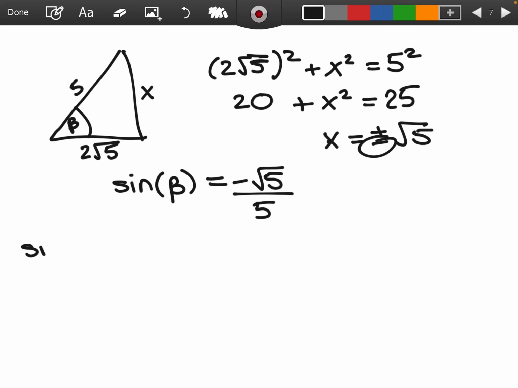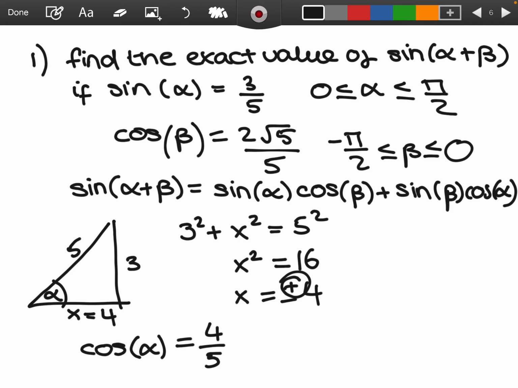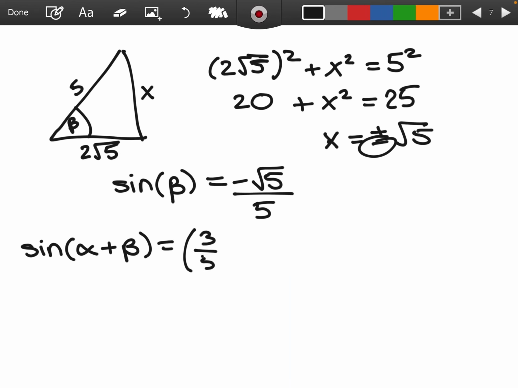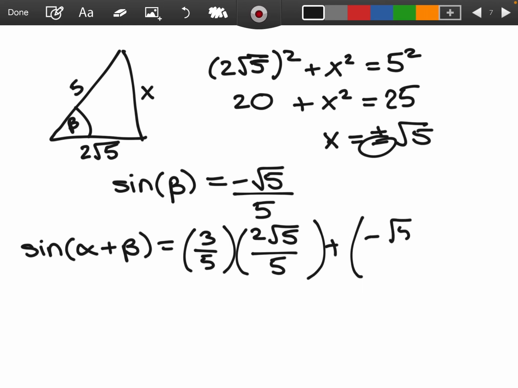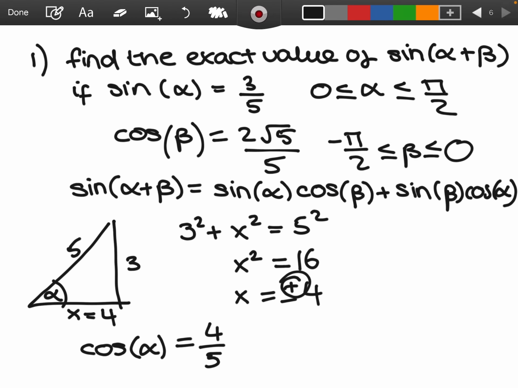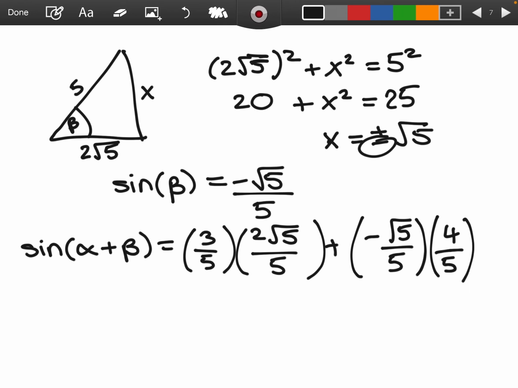Now we can plug everything in. So sine of alpha plus beta is going to be sine of alpha times cosine beta, so they're the two things that we were given originally. So 3 over 5 multiplied by 2 the square root of 5 over 5, plus sine of beta, which is negative the square root of 5 over 5, multiplied by cosine of alpha, which was 4 over 5. If you go ahead and multiply all of this together and simplify it down, you should end up with 2 times the square root of 5 over 25.